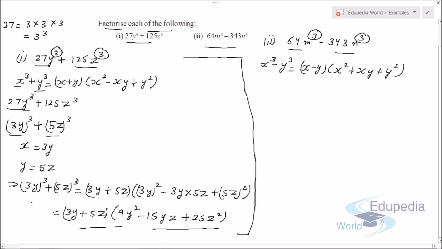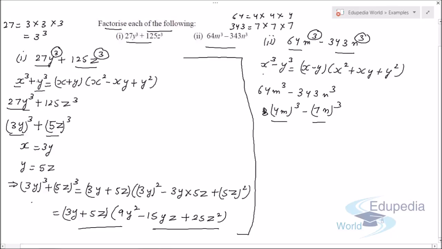Now similarly we can write 64m³ - 343n³ as (4m)³ - (7n)³. How? Because we can see that 64 can be written as 4 into 4 into 4, and 343 can be written as 7 into 7 into 7, which makes the whole cube. Then we can match these terms with the terms of the identity. What we get is x as 4m and y as 7n.